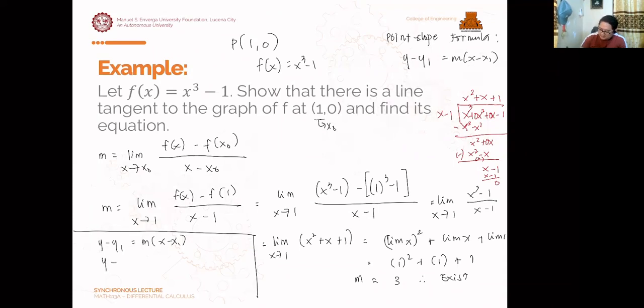So y minus, again, this is x sub 1 and y sub 1. So this will be 0 equals to m na 3 times x minus 1. Simplify, this will be y equals to 3x minus 3. And then change to standard form, this will be 3x minus y minus 3 is equals to 0. And this will be the equation nung line na tangent dun sa curve natin at point (1, 0). Okay? Question?